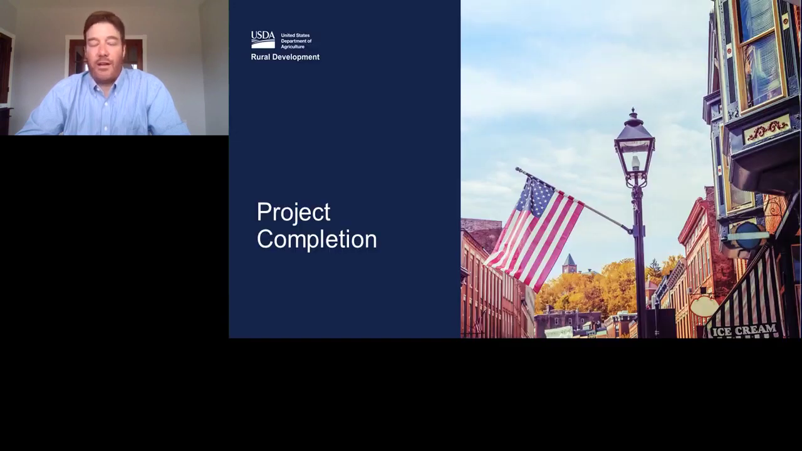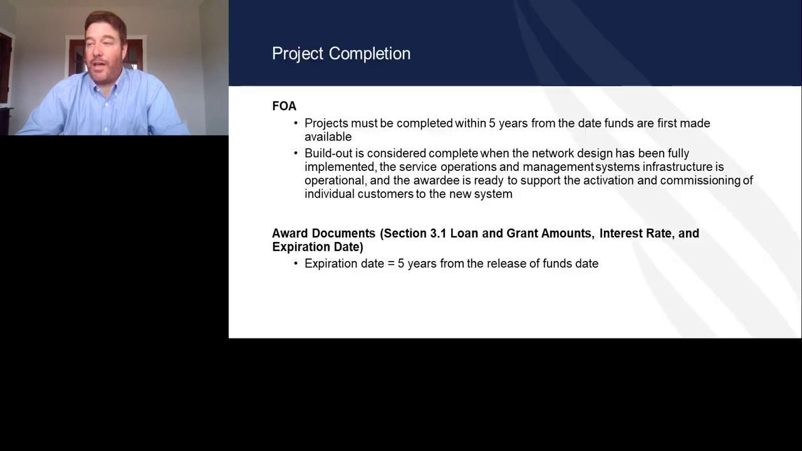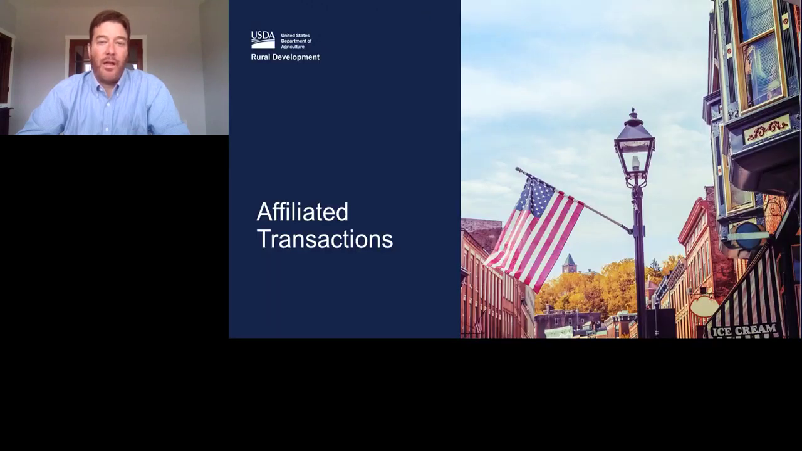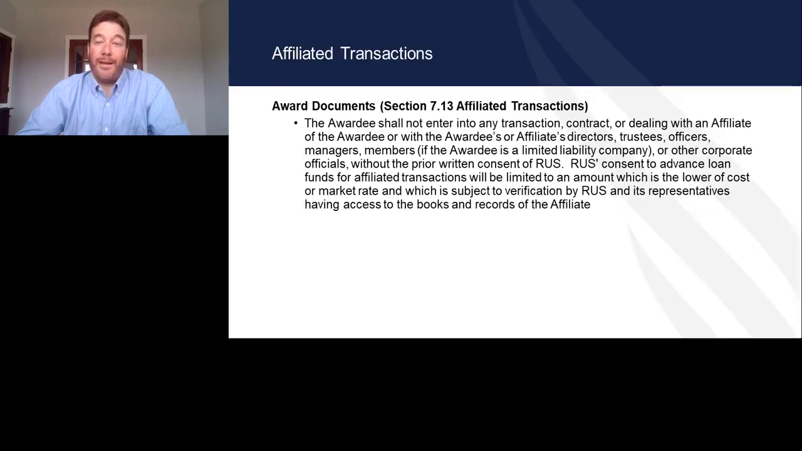And we've already touched on affiliated party transactions, but I'm going to emphasize it. You must have prior written consent to use an affiliate on the project. Any costs incurred are limited to the lower of cost or market and will be subject to verification by RUS. Our field accountants will look at the books and records of any affiliate you are using. If we are prevented in any way, the entire cost will be disallowed.